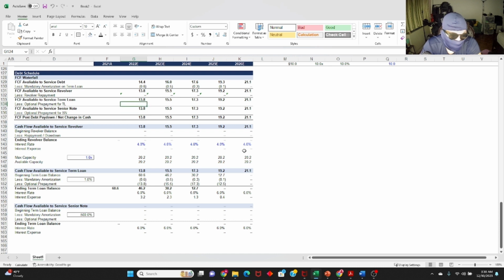Wait. So you have your optional prepayment for your term loan. Don't link that down here. And now you're going to link the cash flow available to service your senior note to this free cash flow waterfall right here. And now your beginning senior note balance. Let's change the title here.